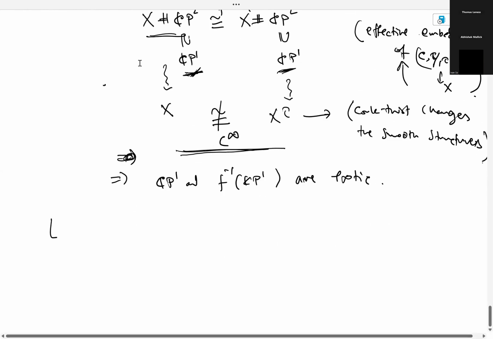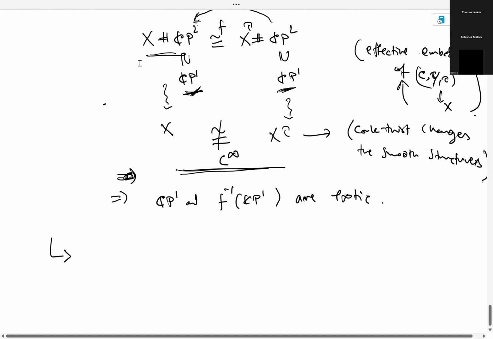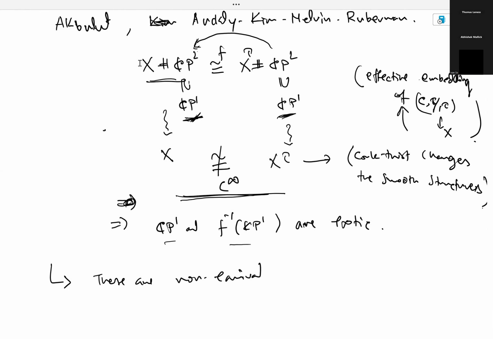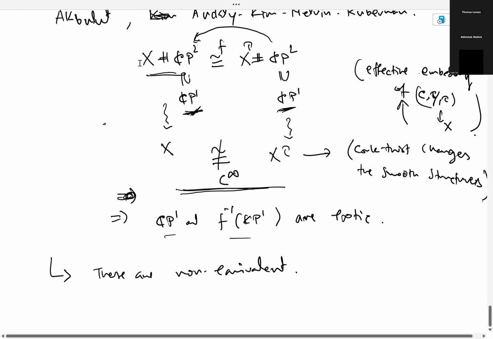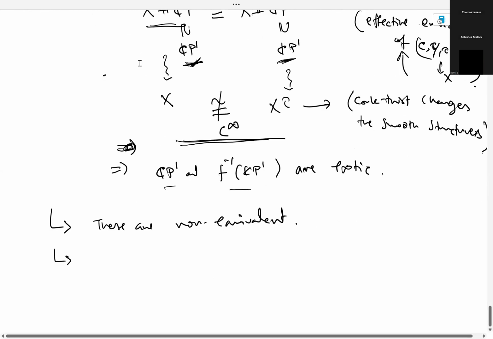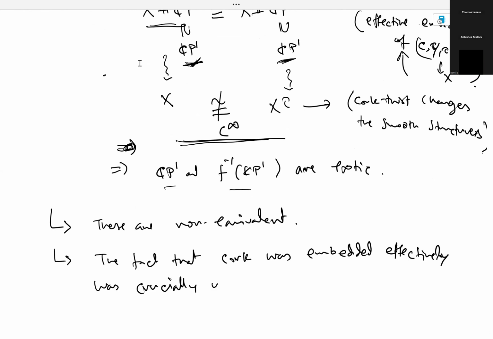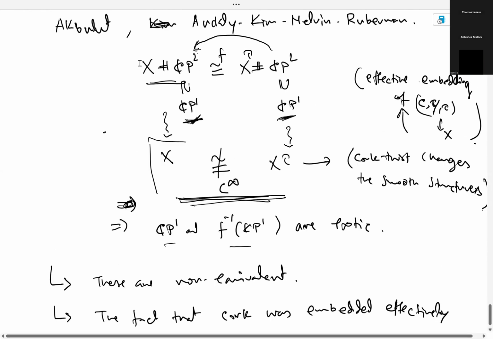Okay, so a couple of things to keep in mind about this construction. Firstly, this produces two exotic spheres that are non-equivalent. In fact, the obstruction is literally that they cannot be related by a diffeomorphism of X connect sum CP2. And the second thing is that the fact that the cork was embedded effectively was crucially used. So this translates to the fact that these two manifolds are not diffeomorphic.